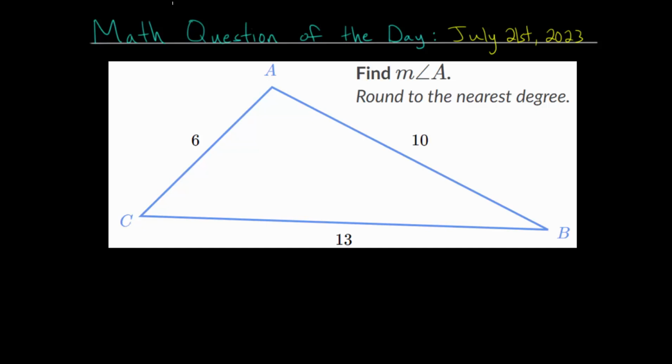In this video, I'd like to talk about the math question of the day for Friday, July 21st, 2023. With this problem, we're given a triangle with different side lengths, and we're asked to find the measure of angle A and round it to the nearest degree. So we're looking for this angle right here.